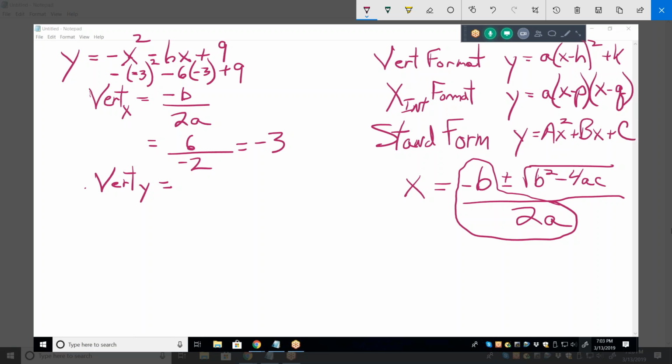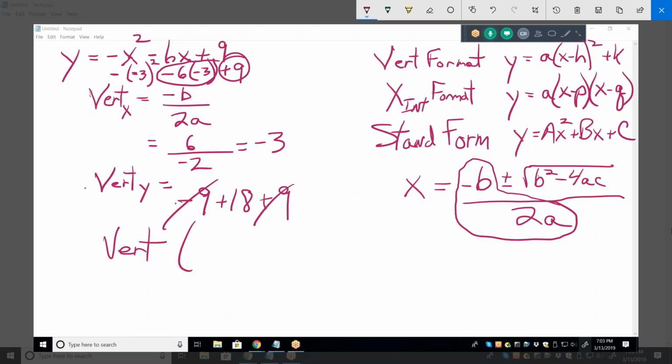Now, get rid of your parentheses, so this becomes positive 9 with a negative sign in front of it. So it's minus 9. All of this part becomes plus 18. Plus 9. Well, that's convenient. Those cancel. The y-coordinate is 18. So where's our vertex? It is negative 3, 18.